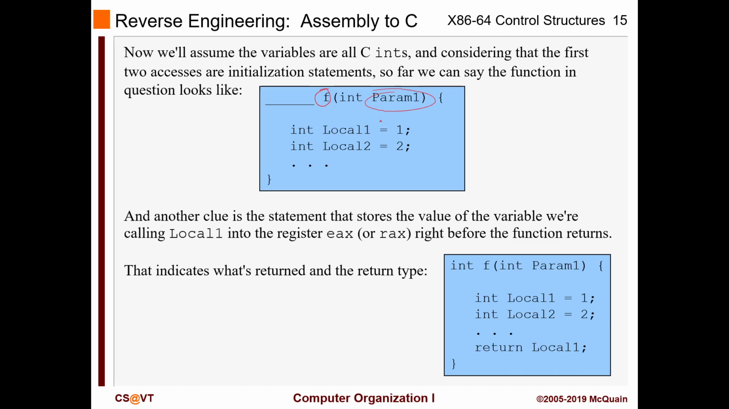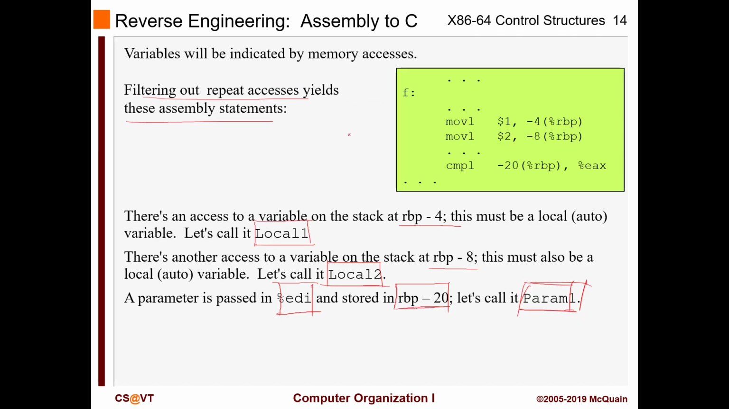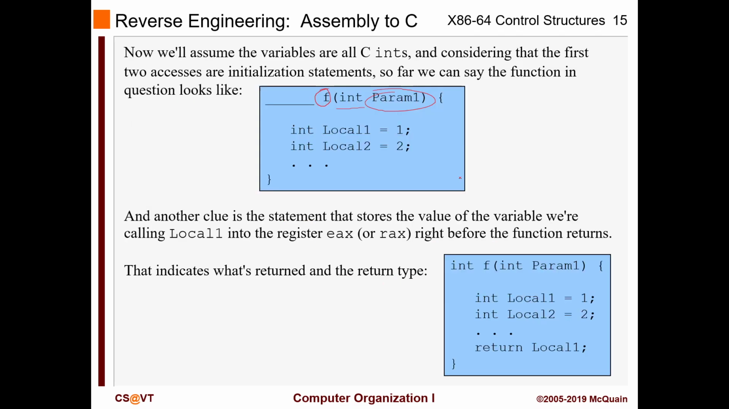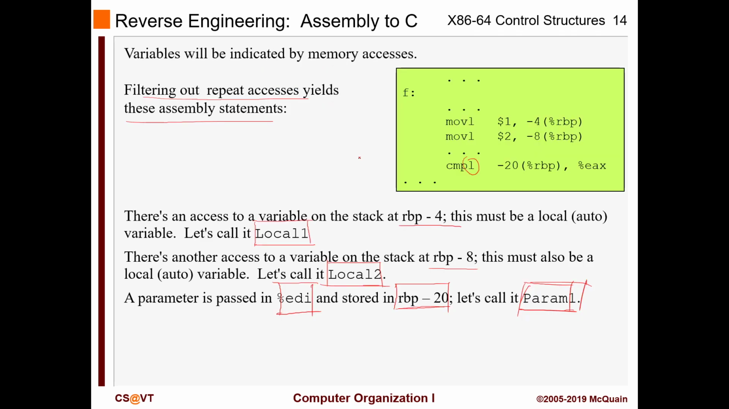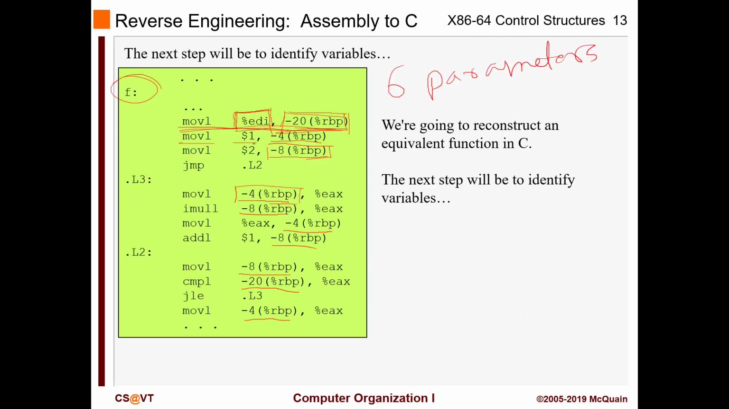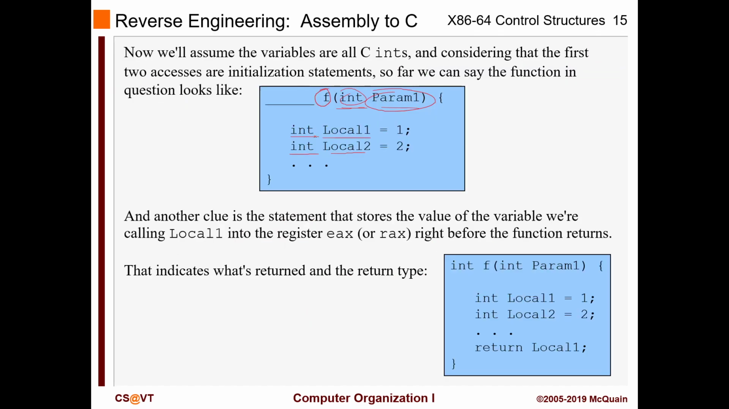We have 1 parameter. And another thing to notice here, we are doing L, right? From that, we can assume that all of them are integers. So it's going to be an integer, and we are going to call it param1. We also have an integer called local1, integer called local2. So what happens to local1 and local2? Over here, we're moving 1 into local1 and moving 2 into local2. So we are basically doing this part in the assembly code, right?